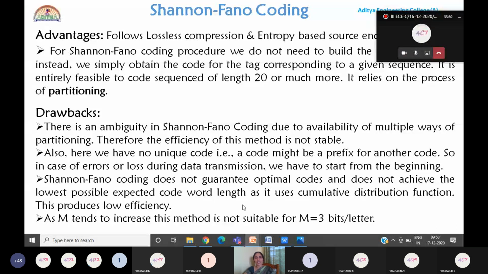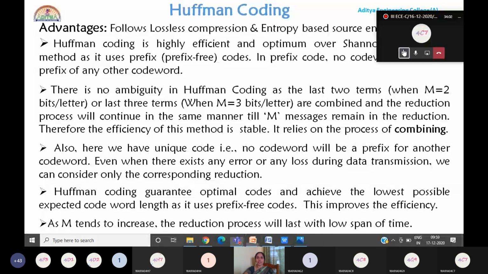Also, it doesn't guarantee optimal codes because it uses a cumulative distribution function. That is the reason it produces low efficiency, and even when m tends to increase, the efficiency will still reduce. So for this method especially, efficiency is better only if you consider m as 2 instead of increasing the partitioning value. Okay, so let us go to the Huffman coding.